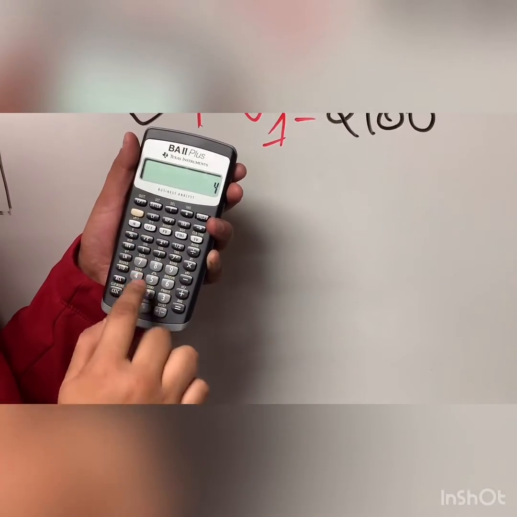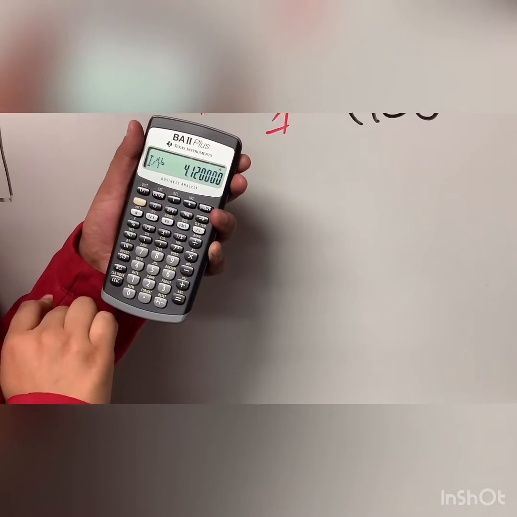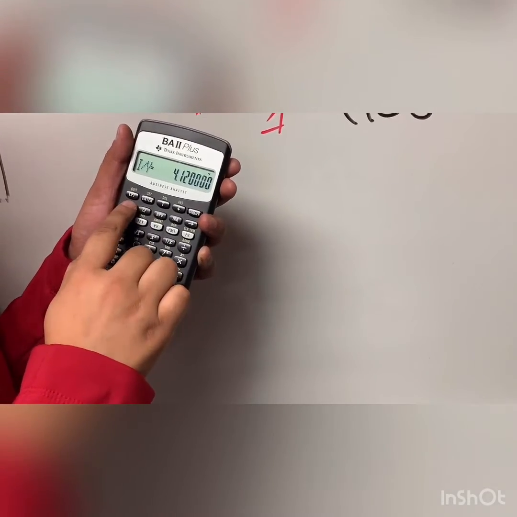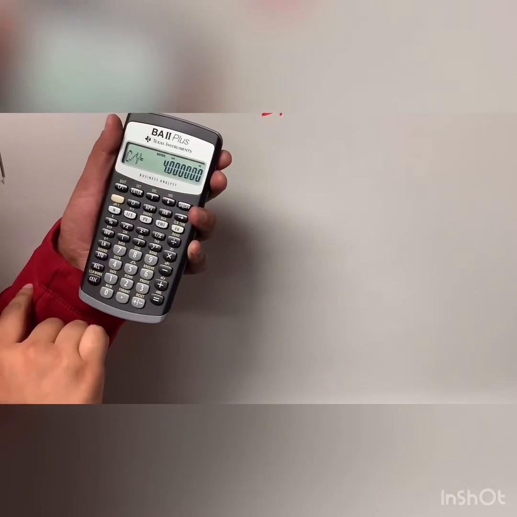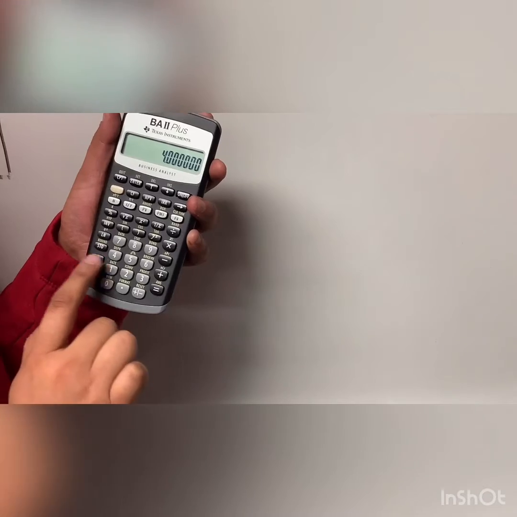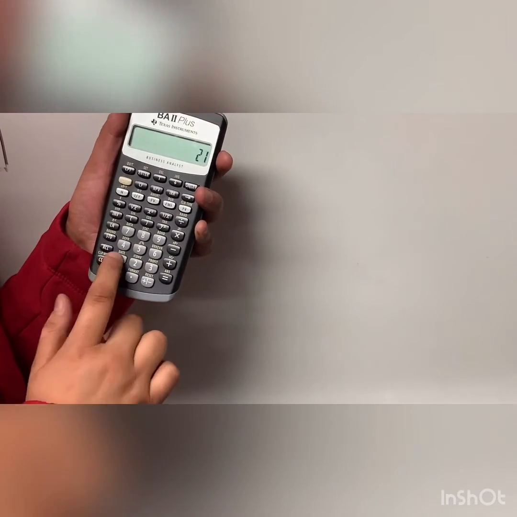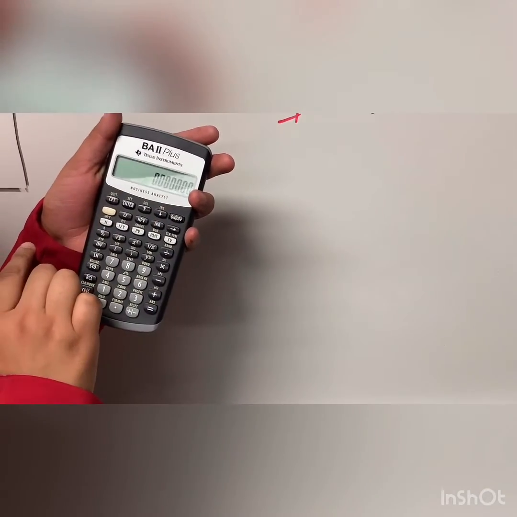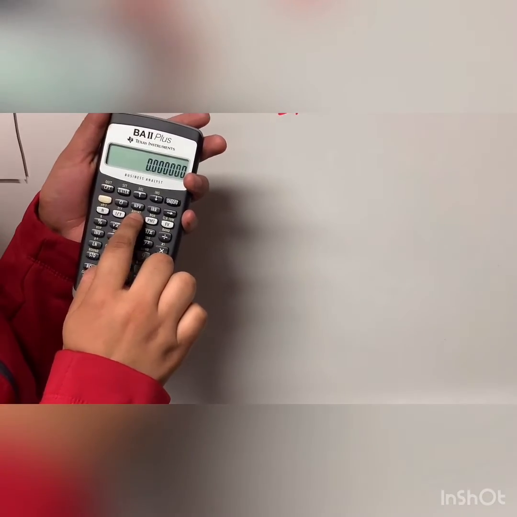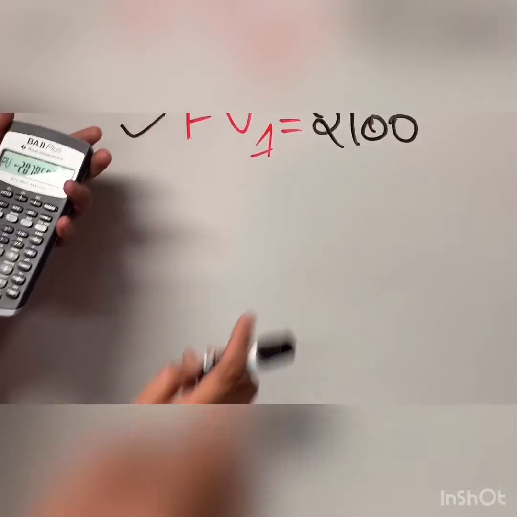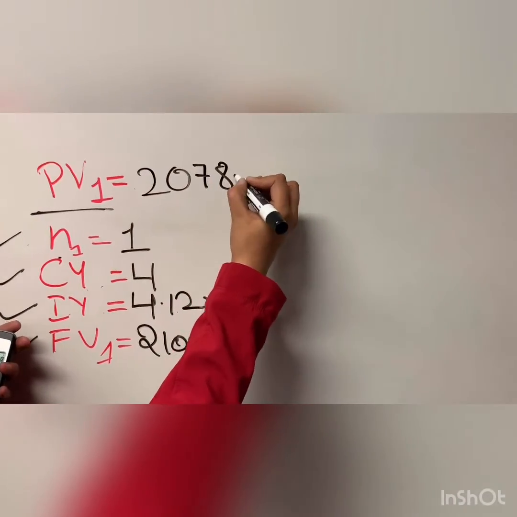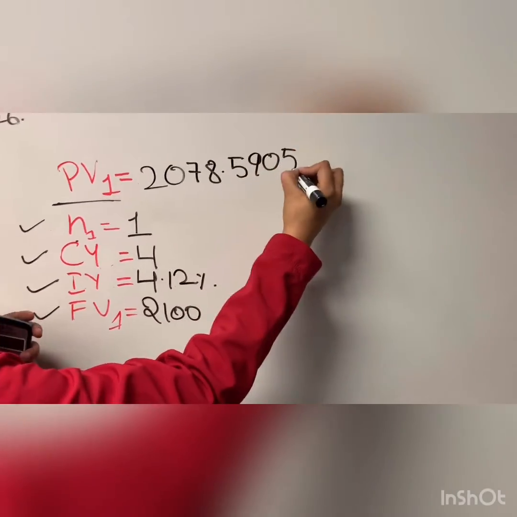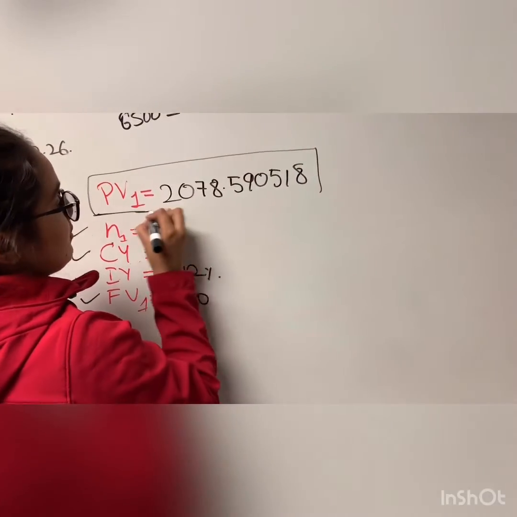The IY is 4.12%, and after that I need to put CY, that the CY is 4, so I have recorded CY 4 in my calculator. So after that, the last thing that I need to record is FV1. So FV1 is 2100, so 2100 FV. So I have recorded all the things in my calculator. So now finally I need to press compute, and after that I need to press PV. So with that I'll have my PV1. So the PV1 is 2078.590518. So this is my PV.